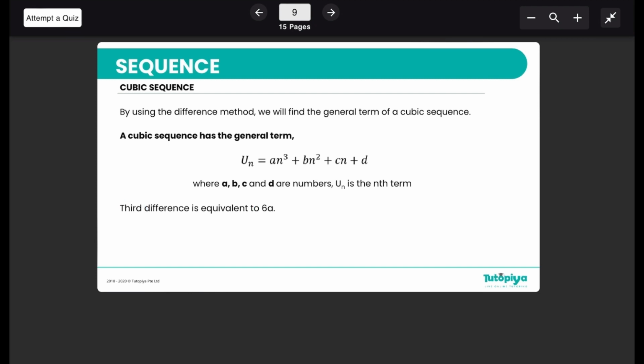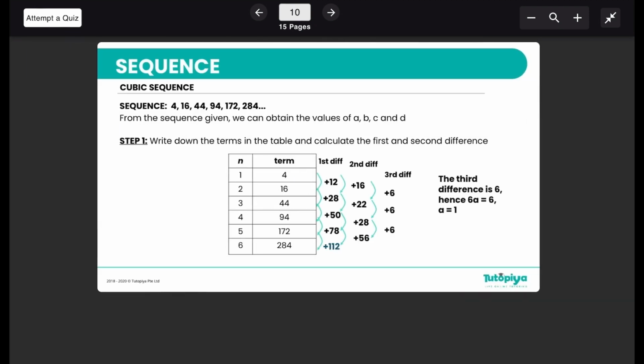So going by that, we again start with the same method that we have done earlier. You first write down the n value, then the term value, then you calculate not only the first difference and second difference, but the third difference. And you can see here that the third difference is 6. So since this third difference is equal to 6a, you can then identify the value of a.